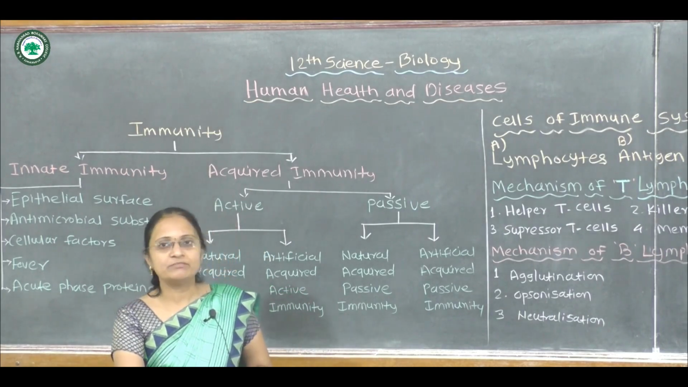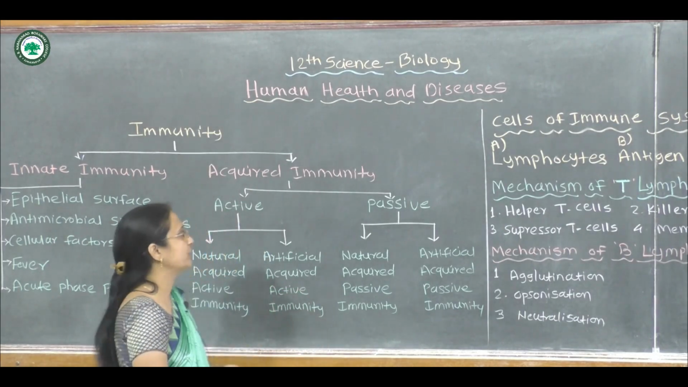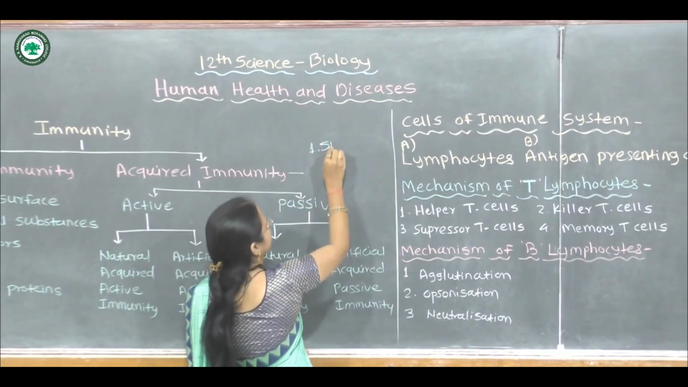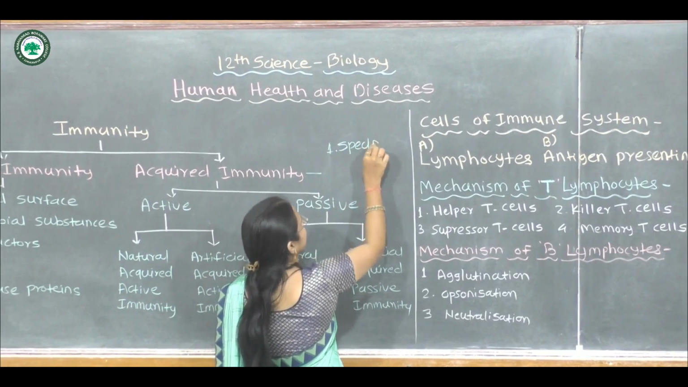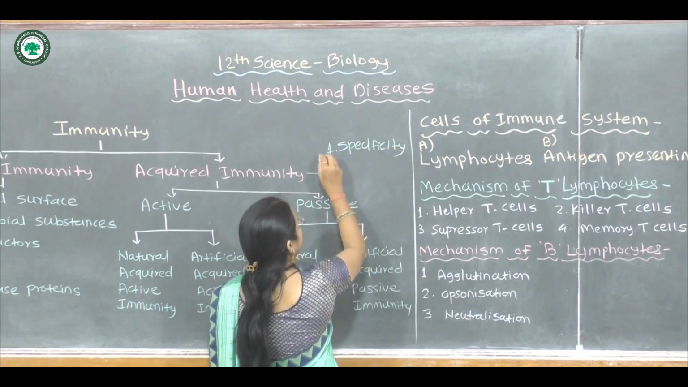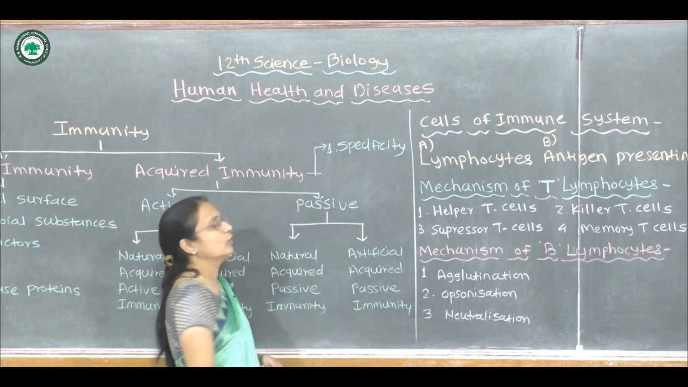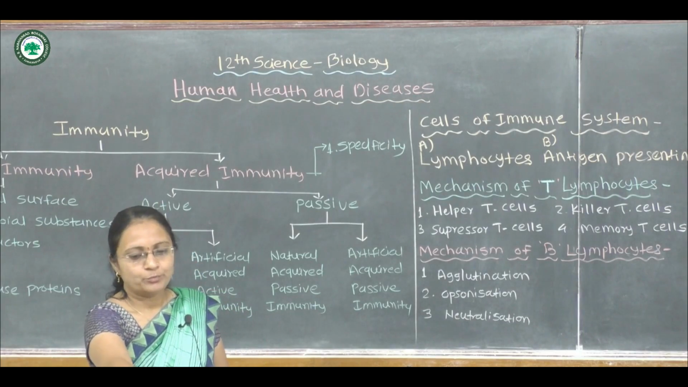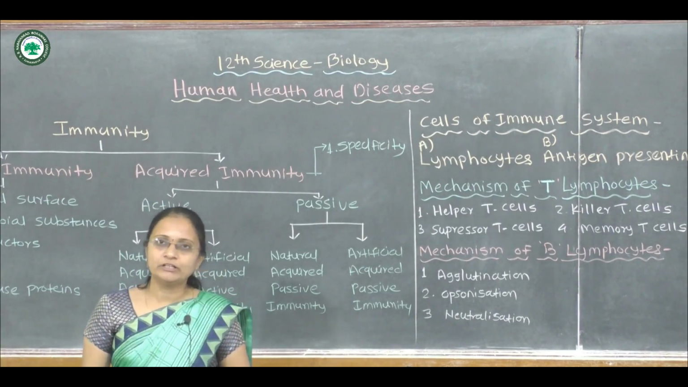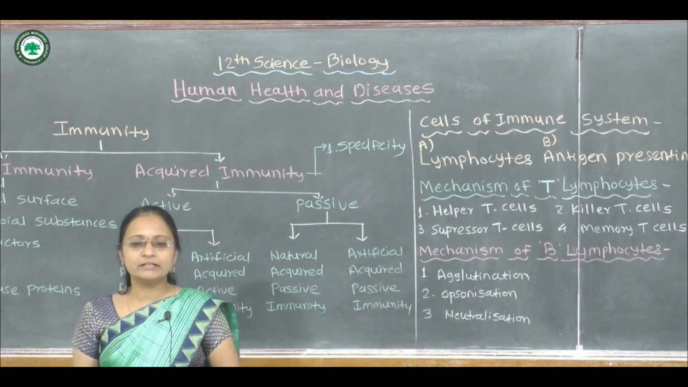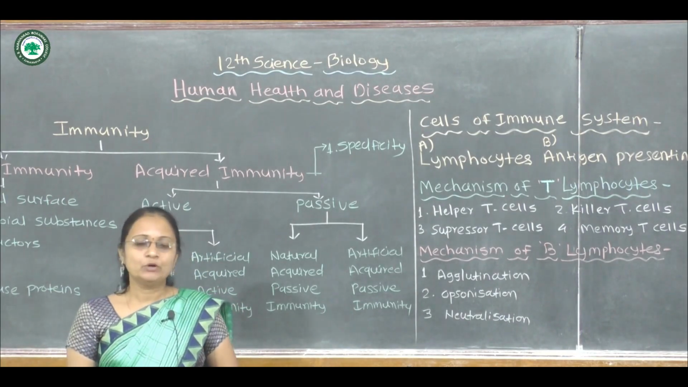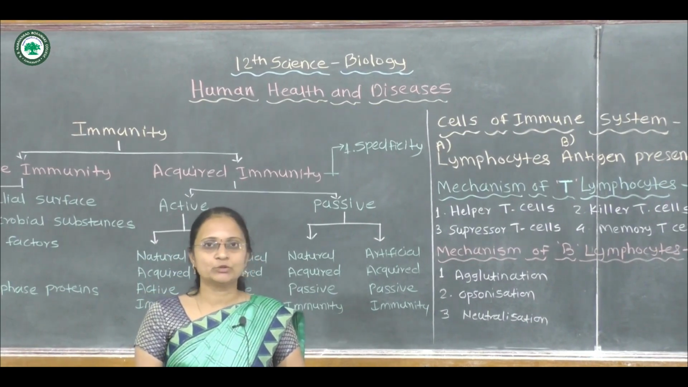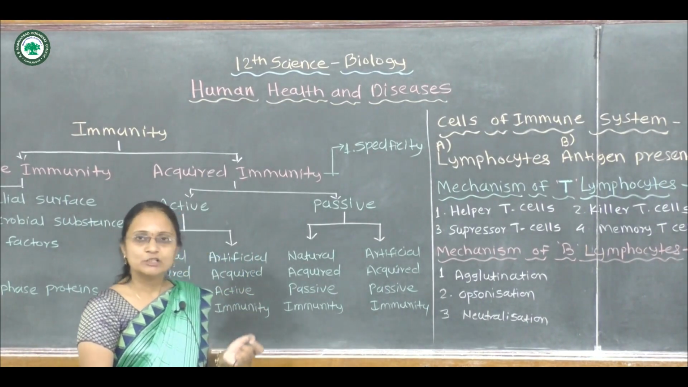Which are the specific features of this acquired immunity? The first is specificity. It is an important feature of acquired immunity. Specificity means it can produce a specific antibody or T lymphocyte against a specific type of antigen or against a specific type of pathogen. Therefore, that is the specificity.